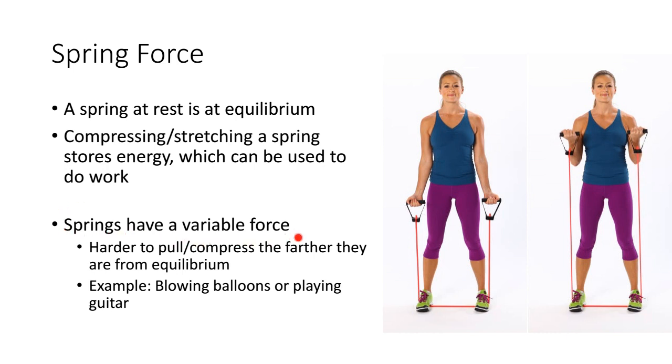Springs are unique in that they have a variable force, which means they're harder to pull the farther they are from equilibrium. For example, pulling this resistance band this far does not take as much effort as pulling the resistance band this far. They're harder to pull the farther they are. Another example is blowing up a balloon.